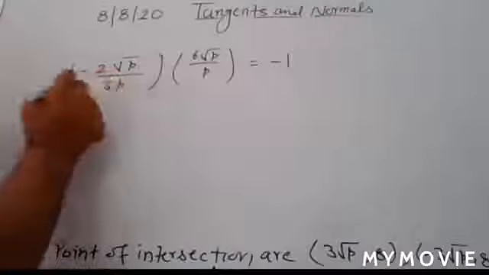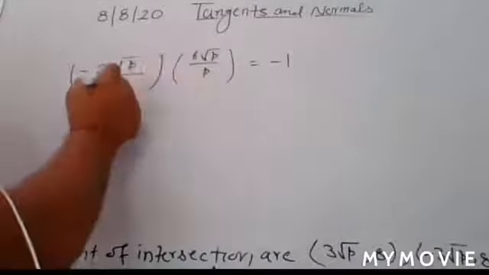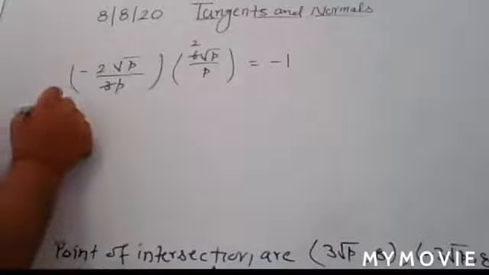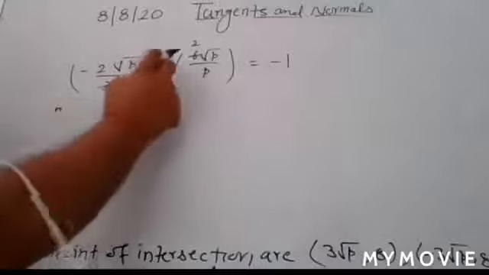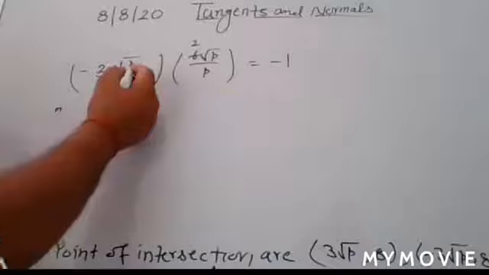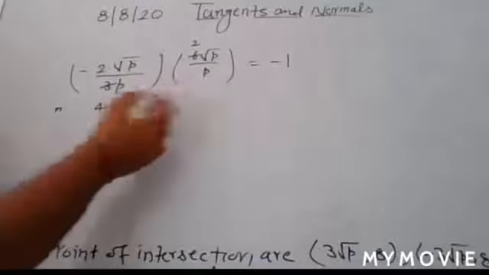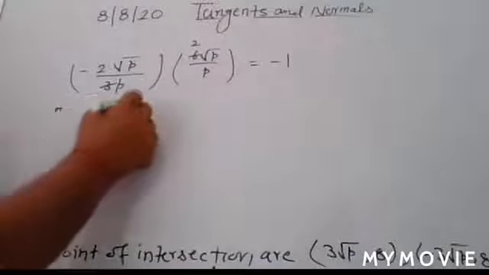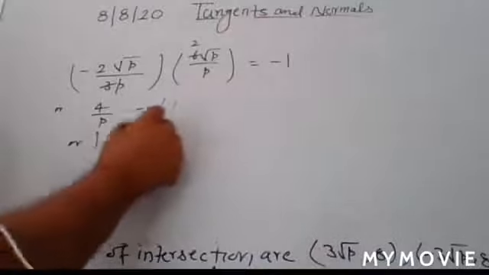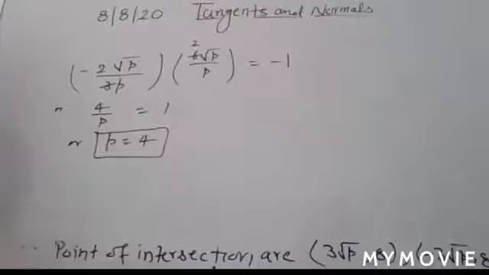Just see here, 3 2s are 6, and the minus cancels out. So 2 2s are 4, and root p into root p becomes p, upon p square. So you have 4 upon p is equal to 1, or the value of p is equal to 4. Understand? So for p is equal to 4, your value becomes 4 here.